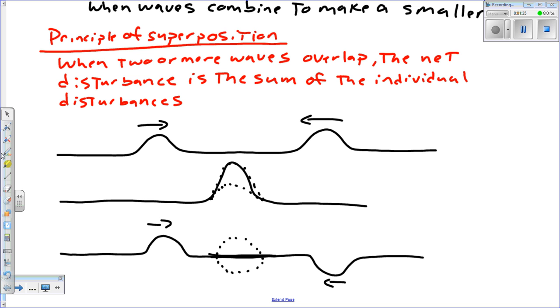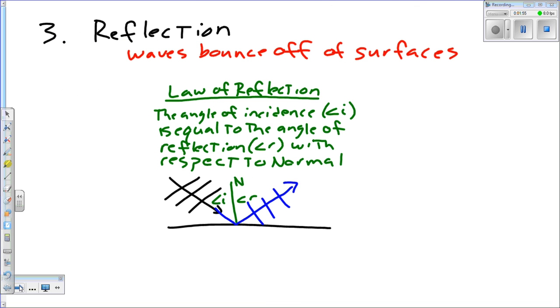When 2 waves are on the same side, they add together to make a bigger wave. When they're on opposite sides, they kind of cancel each other out to create a flat wave. Okay. And that is the principle of superposition, which is all about interference.